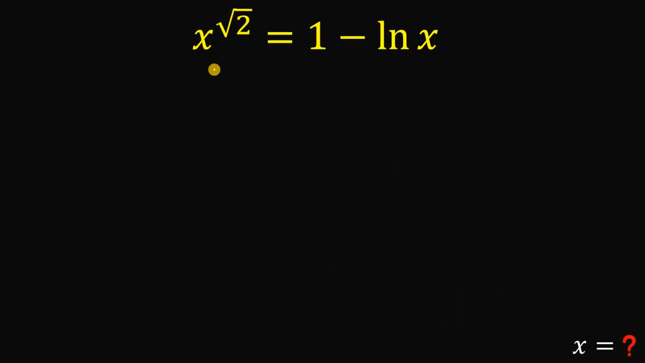Given this equation, x raised to the power of square root of 2 equals 1 minus ln x, we only have one solution in this kind of question. Here's the reason. x raised to the power of square root of 2 is strictly increasing, while 1 minus ln x is strictly decreasing. When you have a function strictly increasing on one side and strictly decreasing on the other side, there's only one intersection. Therefore, we only have one value of x that satisfies this equation.